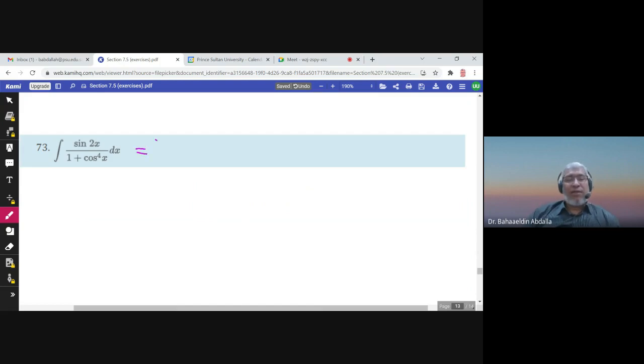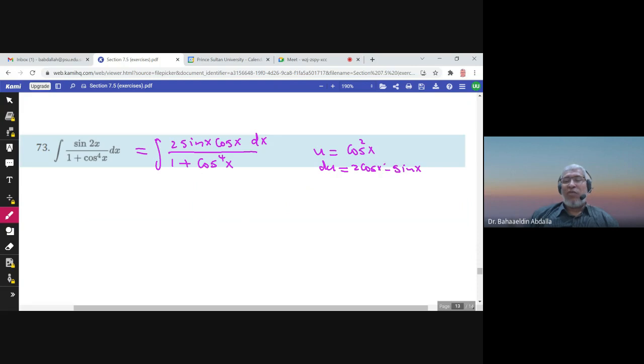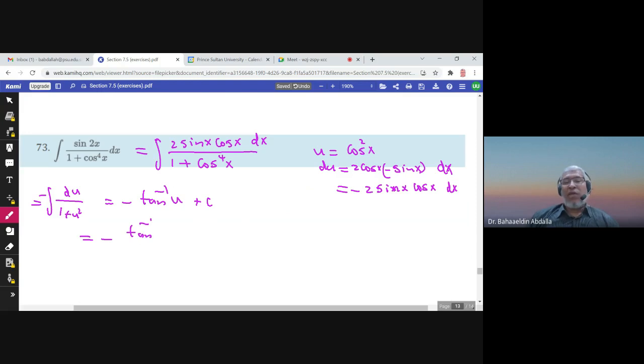Well, here I write sine 2x as 2 sine x cosine x dx. And then I take u equals cosine squared x. Du would be 2 cosine x times the derivative of cosine, which is negative sine. That's negative 2 sine x cosine x dx. So I have a negative sign, and negative 2 sine x cosine x dx is du, and here I have 1 plus u squared, because cosine to the power 4 would be u squared. So it is negative tan inverse u plus c, or negative tan inverse cosine squared x plus c.